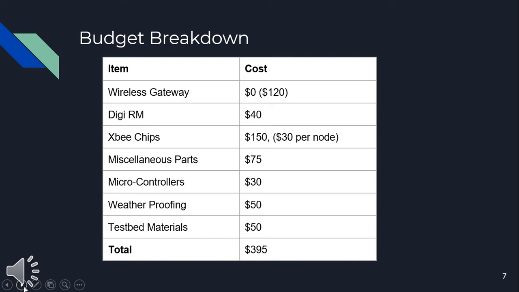Weatherproofing our sensor boxes, we really don't know until we get to that, so we're allocating $50. And testbed materials, we should have everything that we need already, but we're allocating $50 for that as well, in case we need to buy something to help us test. Total, this runs us just shy of $400, and we were planning on limiting it at $500, so this is very good news.